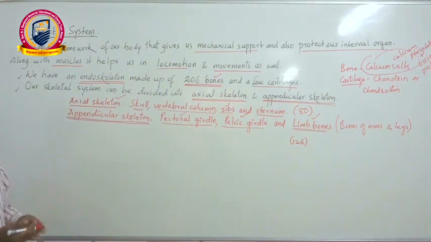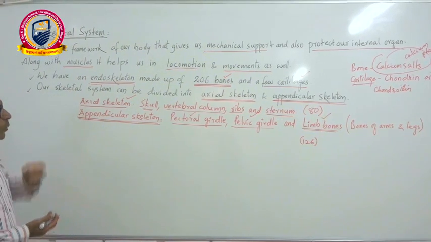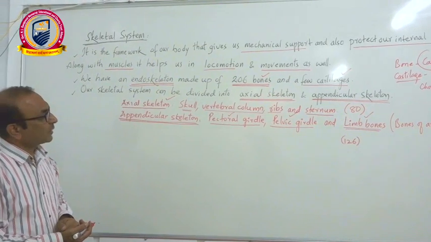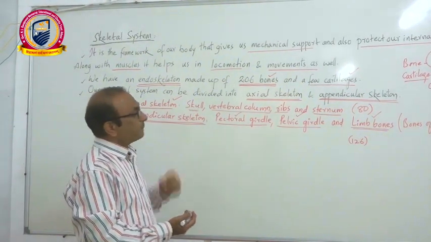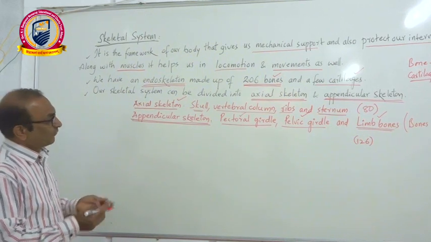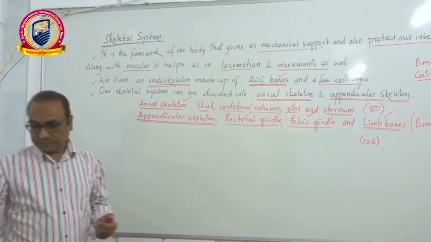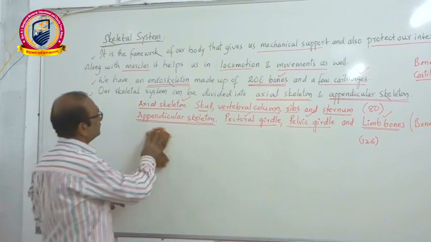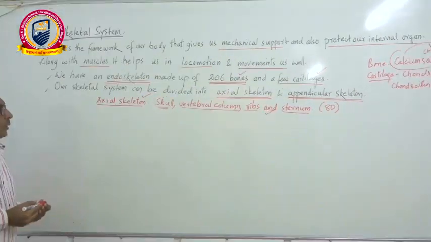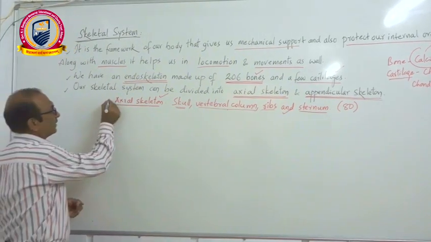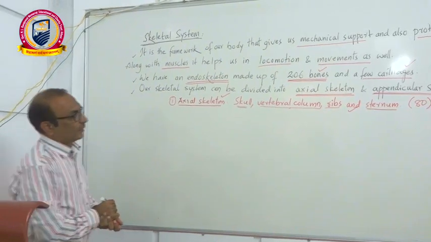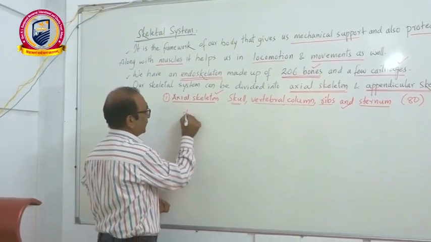Now let us know briefly about the bones in the axial skeleton. What are the bones, their number and their function? Let's take up first the axial skeleton. In that, skull.